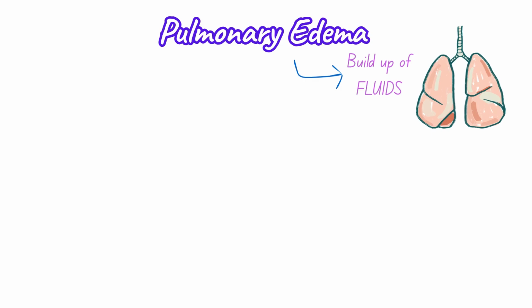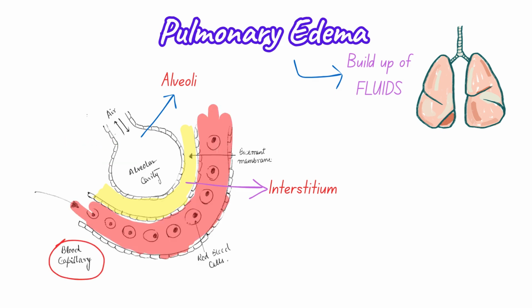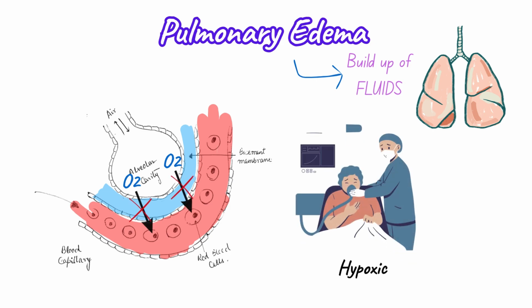Pulmonary edema refers to the buildup of fluid in the lungs, including the airways, like the alveoli, which are the tiny air sacs, as well as in the interstitium, which is the lung tissue that's sandwiched between the alveoli and the capillaries. This space is mostly full of proteins, and when it starts filling up with fluid, it can make it hard for oxygen to cross over from the alveoli into the capillary, leaving the body hypoxic or deprived of oxygen.